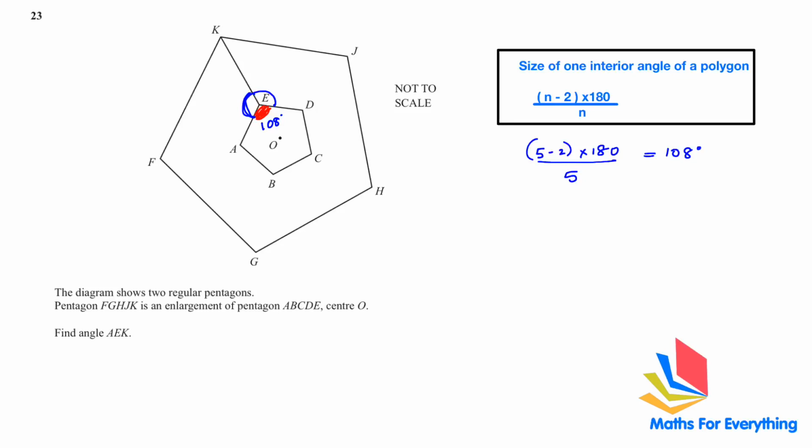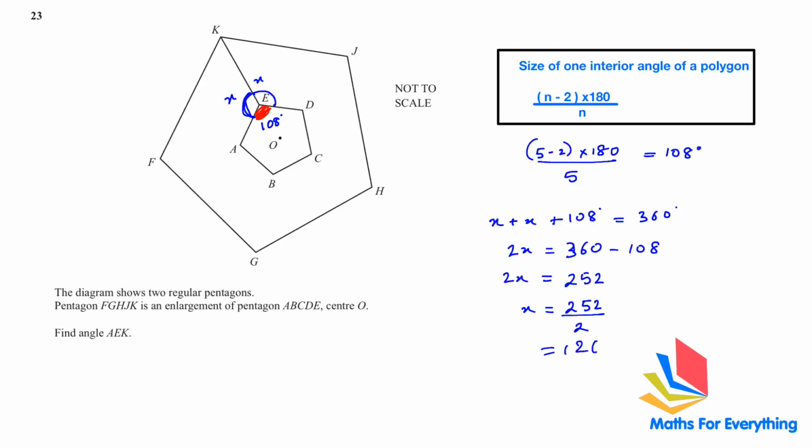So we can say that if this is x, this is also x. Angle at a point equals 360 degrees. x plus 108 is equal to 360 degrees. 2x is equal to 360 minus 108. That will be 252, and divide by 2, 126. Therefore, angle AEK is equal to 126 degrees.